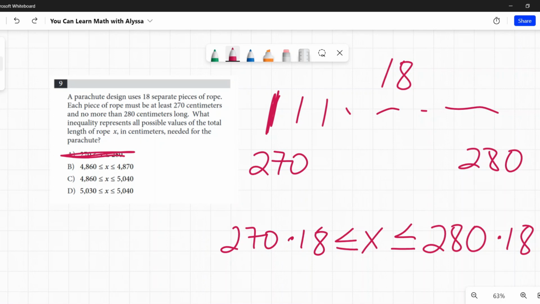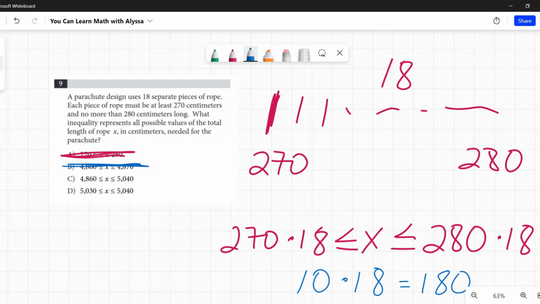So let's look at B. I have a range from 4,860 to 4,870. They are 10 apart. That can't be right, is it? No. Look what's going on here. 270 and 280 are 10 apart, but it's being multiplied by 18 on both sides. So these two numbers are going to be 10 times 18, or 180 centimeters apart. So B, is that an option? No, they are only 10 centimeters apart.